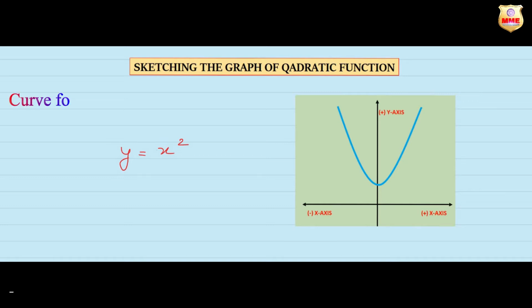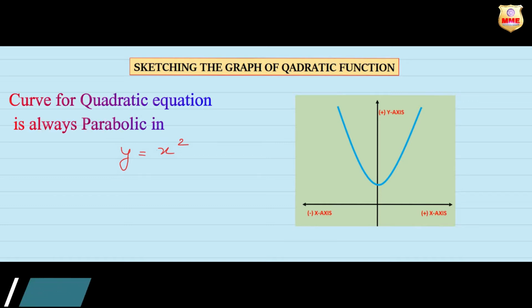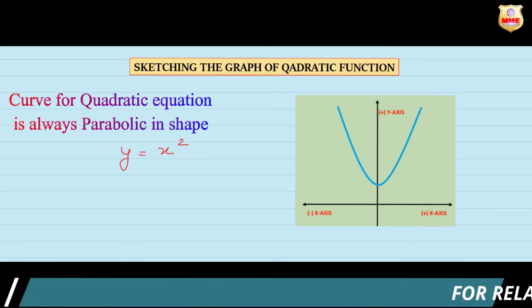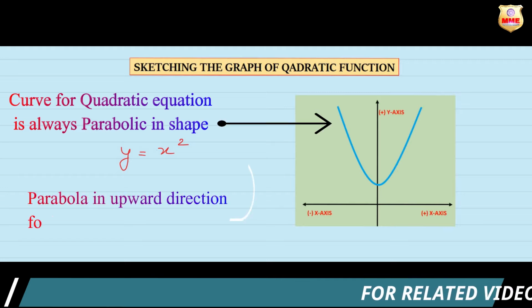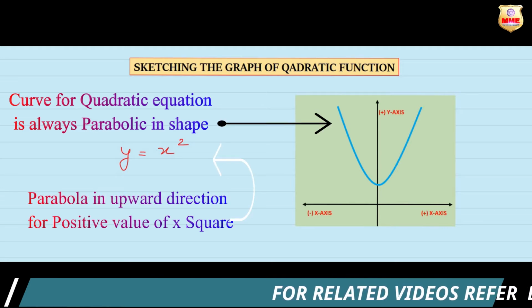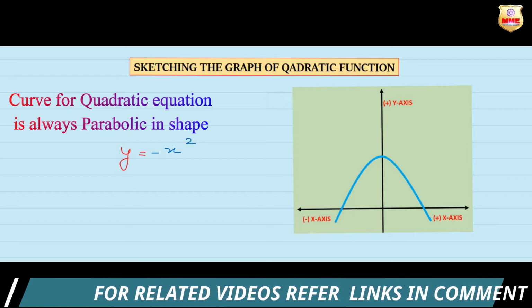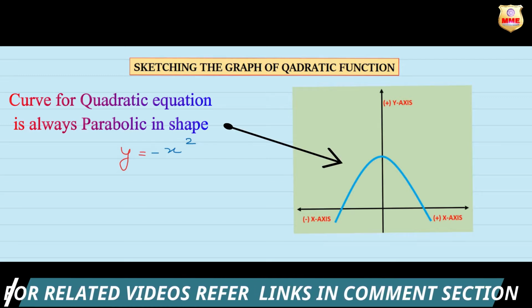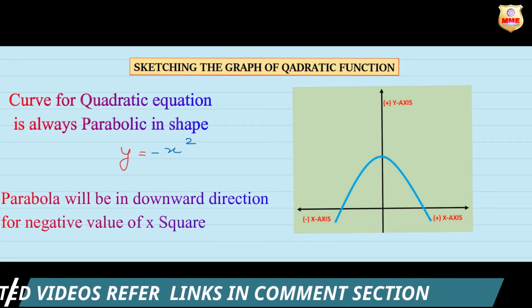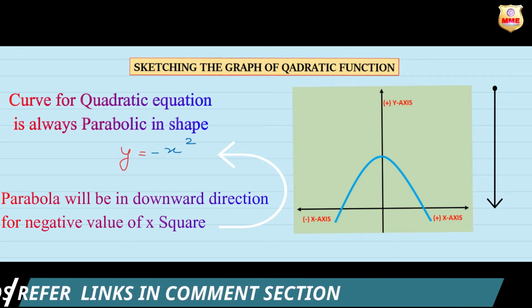So in the last session we have already learned how to draw the graph for a simple quadratic function, that is y equal to x square, and that will always be a parabolic shape in the upward direction. Similarly, if the equation is y equal to minus x square, the shape of the curve will remain a parabola, but it will be in the opposite direction, as you can see in the graph.